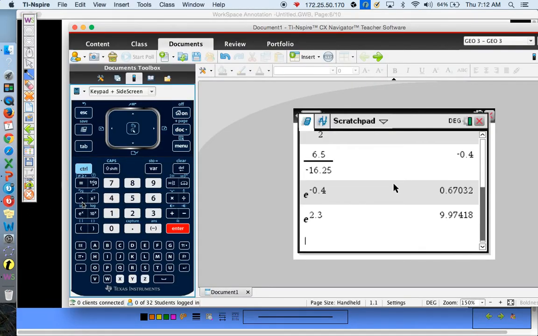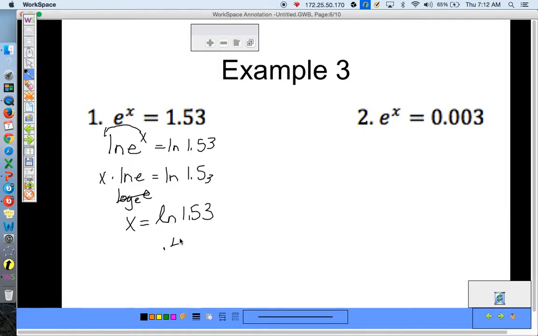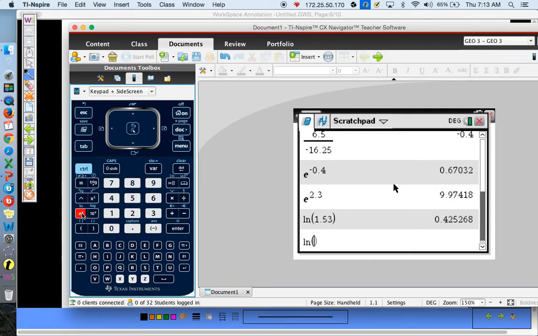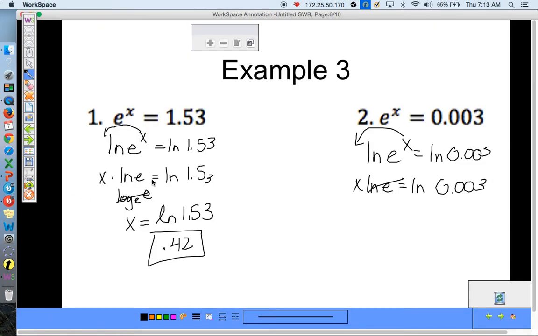And on your calculator, it's right above that e key. So natural log, and we have 0.42. So again, there's an e, so we can natural log each side. Our x comes out in front. So that's 1. So if we type in the natural log of 0.003, negative 0.58, negative 5.8, excuse me.